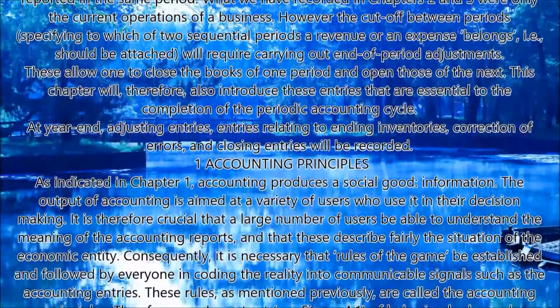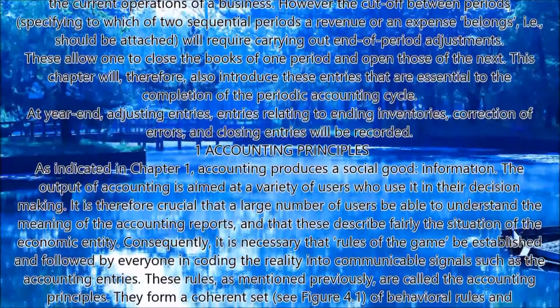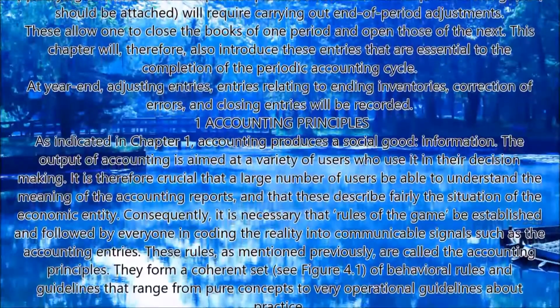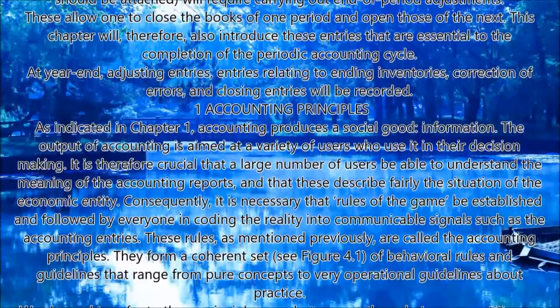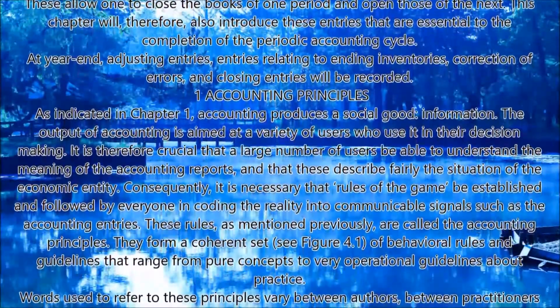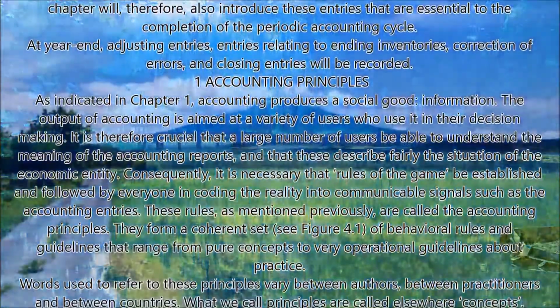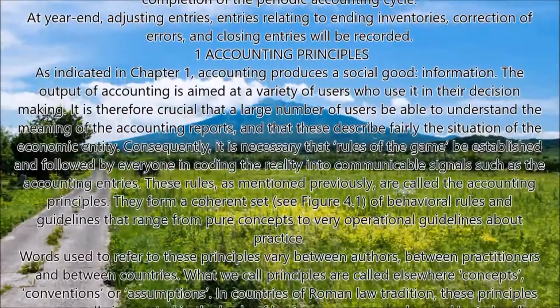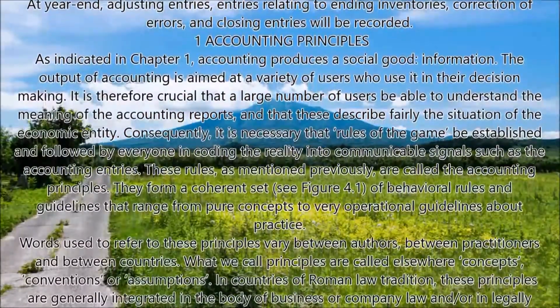They form a coherent set, see Figure 4.1, of behavioral rules and guidelines that range from pure concepts to very operational guidelines about practice. Words used to refer to these principles vary between authors, between practitioners, and between countries. What we call principles are called elsewhere concepts, conventions, or assumptions. In countries of Roman law tradition, these principles are generally integrated in the body of business or company law or in legally enforceable accounting rules.